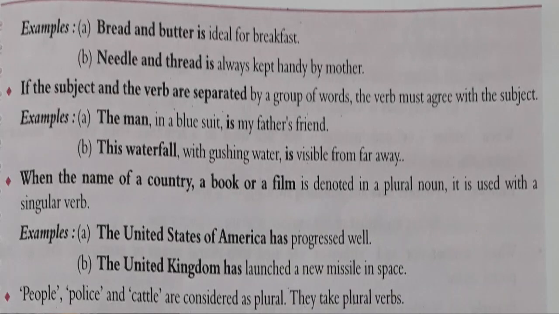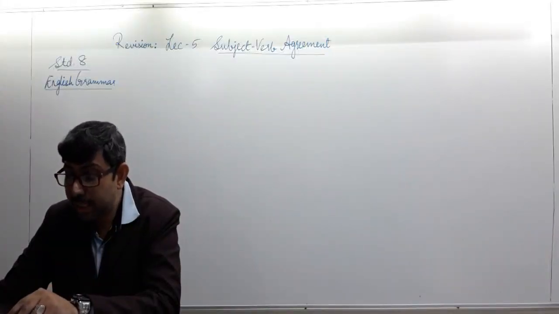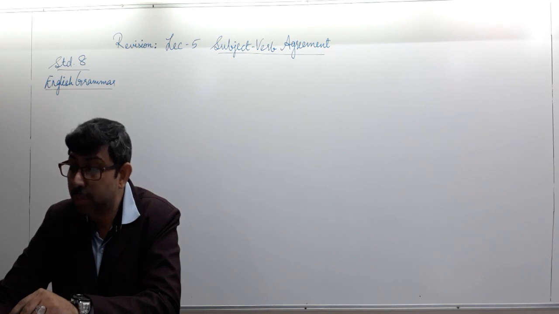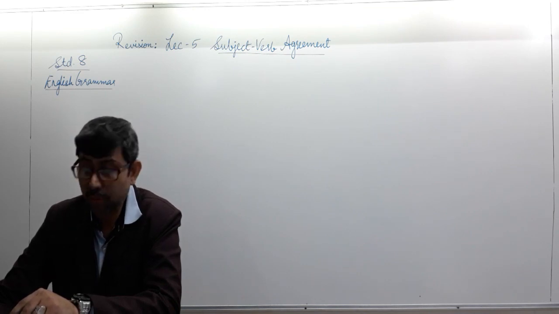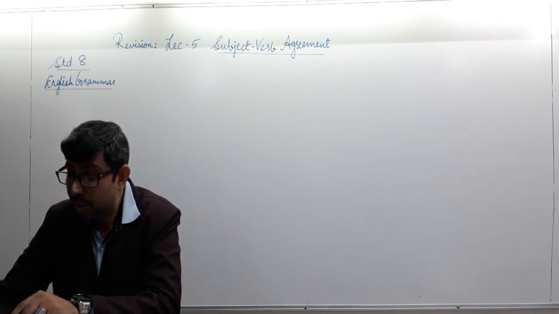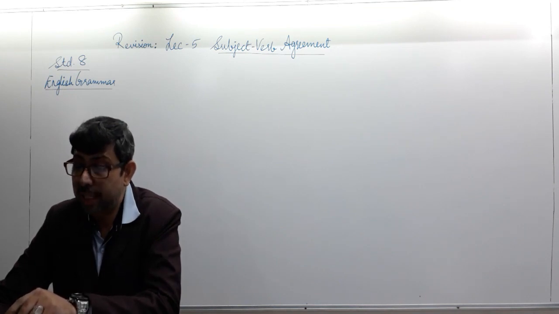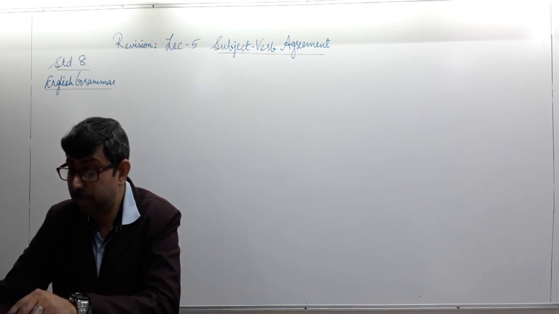The United Kingdom: we don't mean to say United Kingdom is just one state or one place. It is something that is made up of small places together, small kingdoms together. "The United Kingdom has launched a new missile in space." So we have used over here the word "has," which is a singular verb and not a plural one. So this was the rule about when the name of a country, book or film is denoted in a plural, it is used with a singular verb.